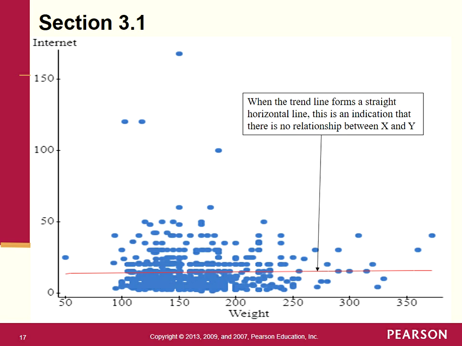Notice here that we have a trend line, and when the trend line forms a straight horizontal line like this, it is an indication that there's no relationship between x and y. You've got a big blob of nothing here, and we don't have a clear slope with the trend line, meaning the slope is very close to zero. So when you've got a big blob of stuff that doesn't look like it's trending one way or the other, we probably have no relationship between x and y.